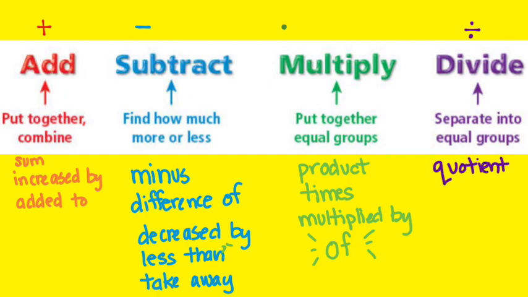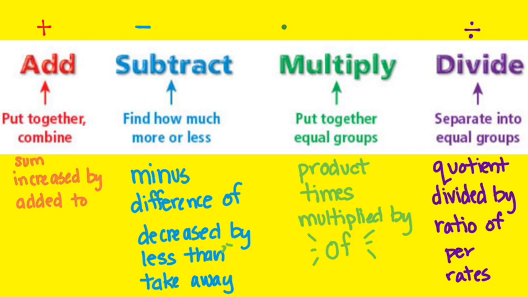And then divide, separate into equal groups. This is quotient. And quotient is kind of a complicated word, and division is sometimes complicated. So hopefully you can remember that quotient goes with division. So divided by, ratios of, per, the word per, like miles per hour is actually a division, and rates, right?